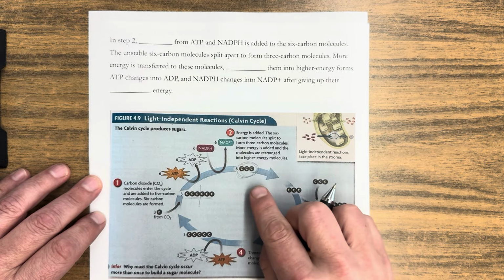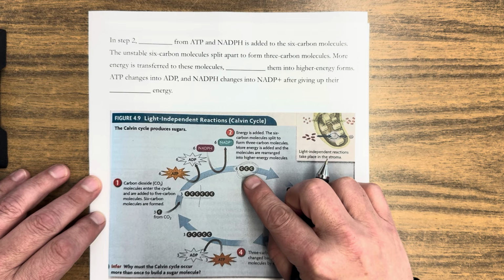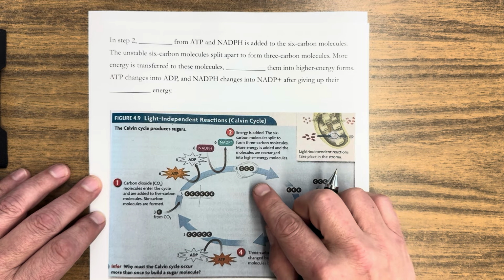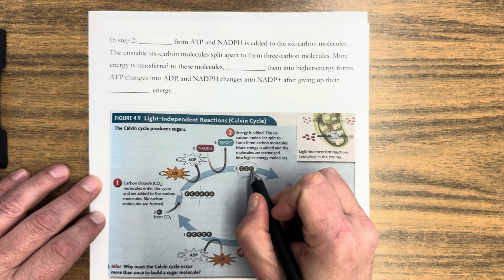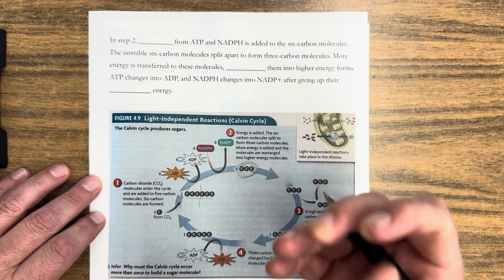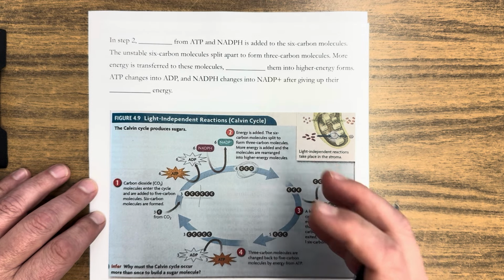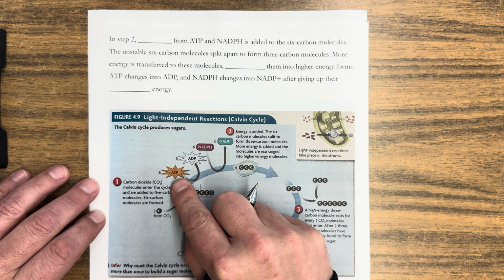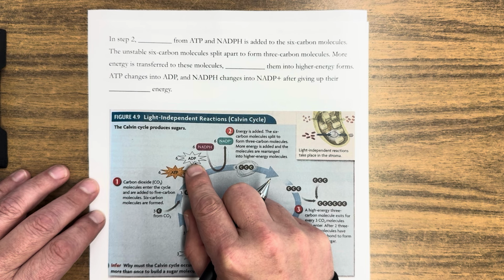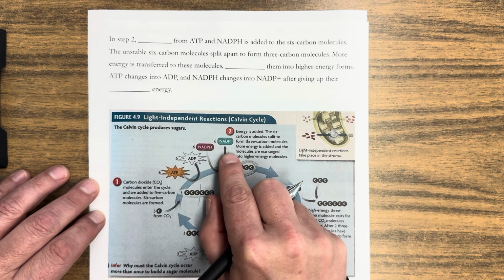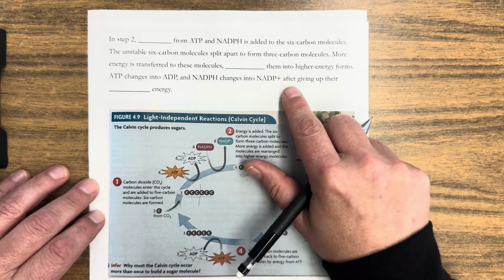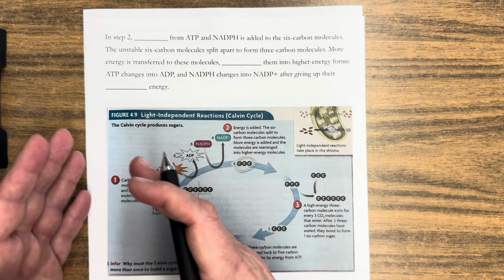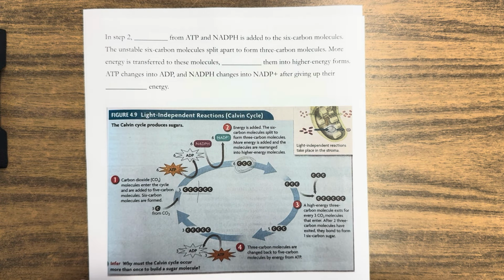More energy is transferred to these molecules, rearranging them into higher energy forms. So now this 3 carbon molecule has lots of energy stored up in it. We've kind of crammed energy into that storage molecule. ATP changes into ADP, and NADPH changes into NADP plus after giving up their stored energy. So we're transferring energy along just like we did in the light reactions.